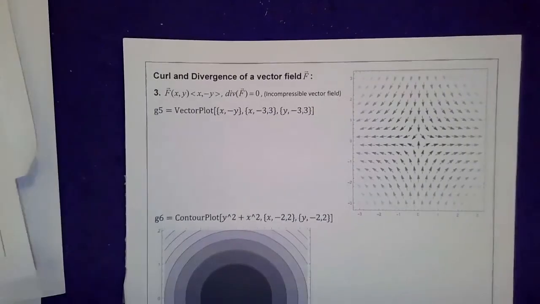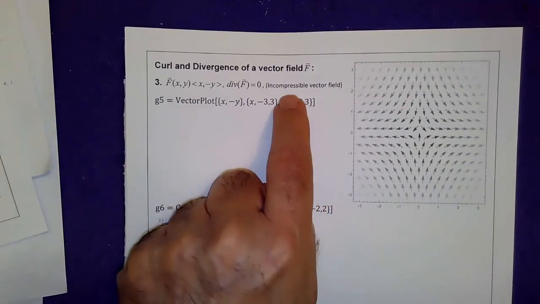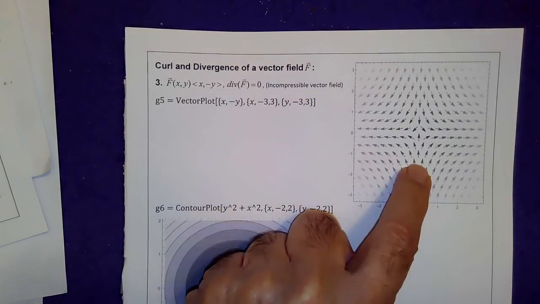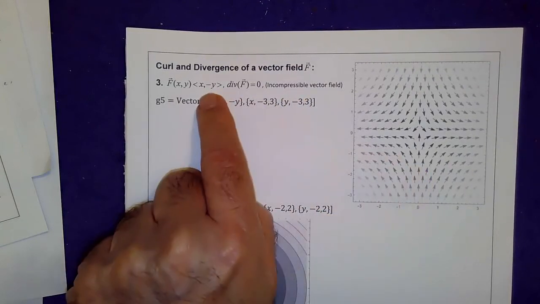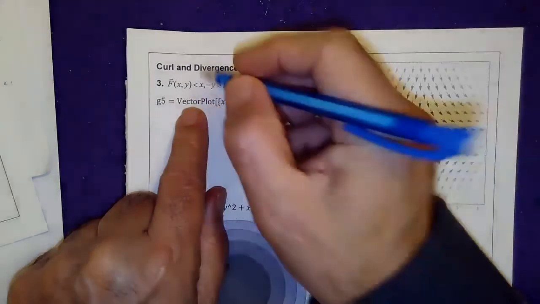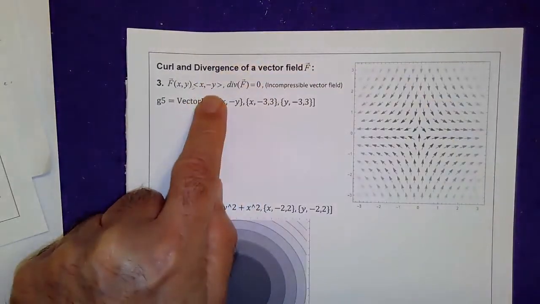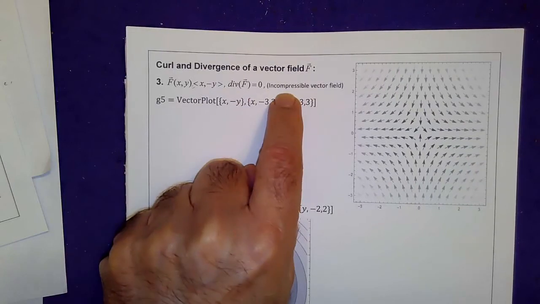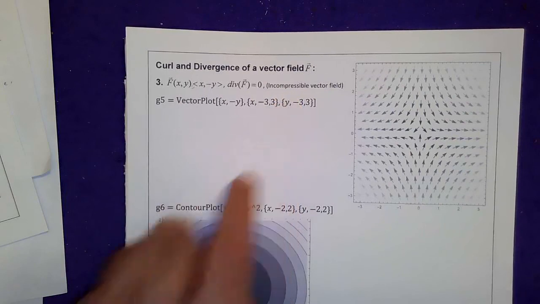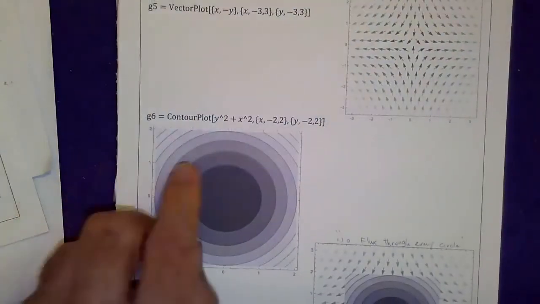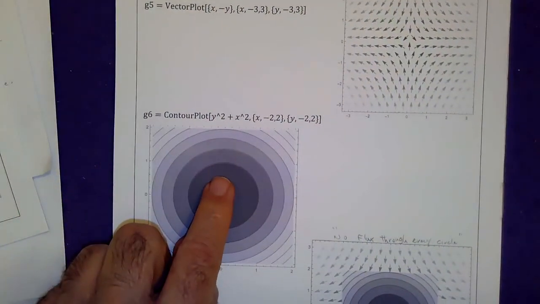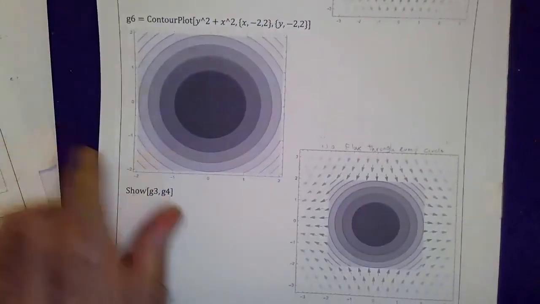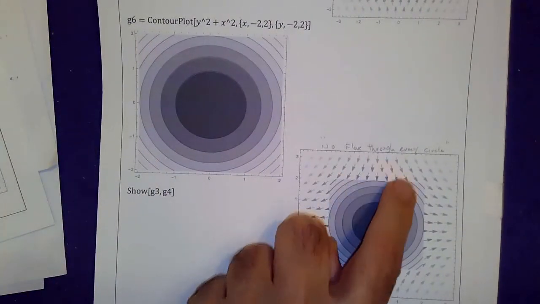If the divergence is zero, then the field is called incompressible. That means you cannot compress it. And this is how it looks. Suppose the vector field is, let's say, (x, -y). So the divergence is zero, so the field is called incompressible. You cannot compress it, like water. Then again, you get the same contour map, but notice there is no flux here through every circle.